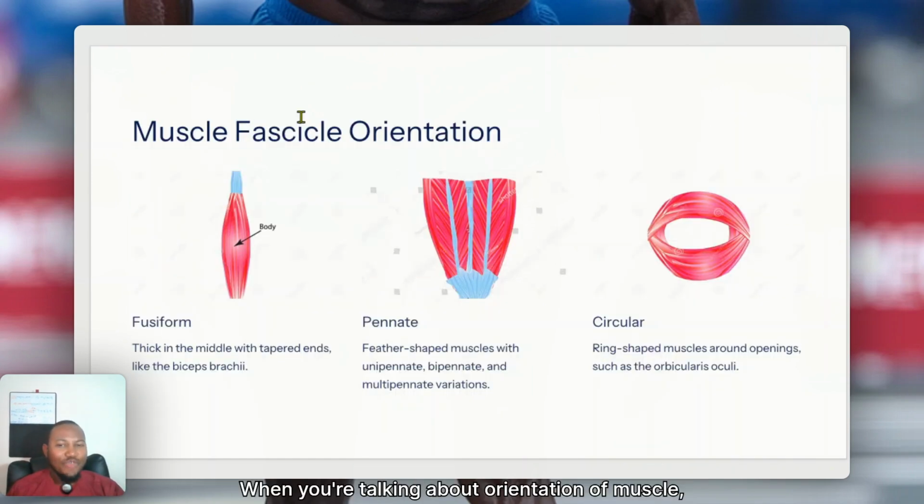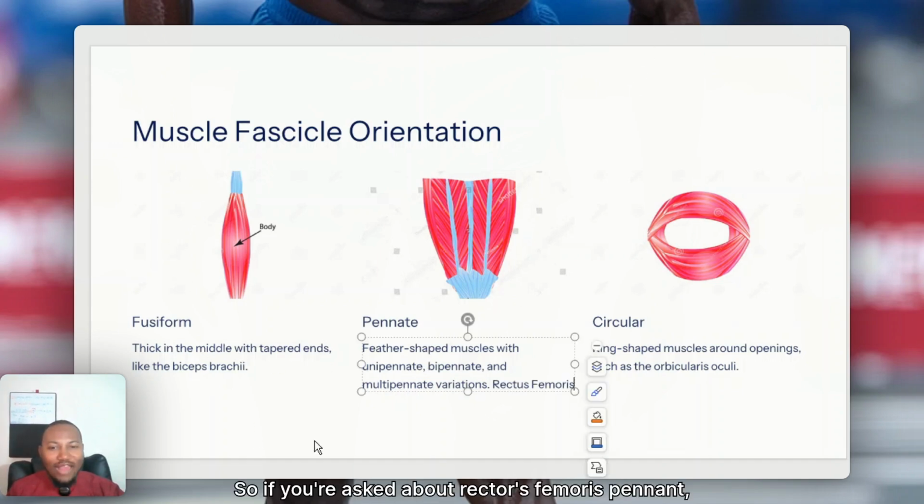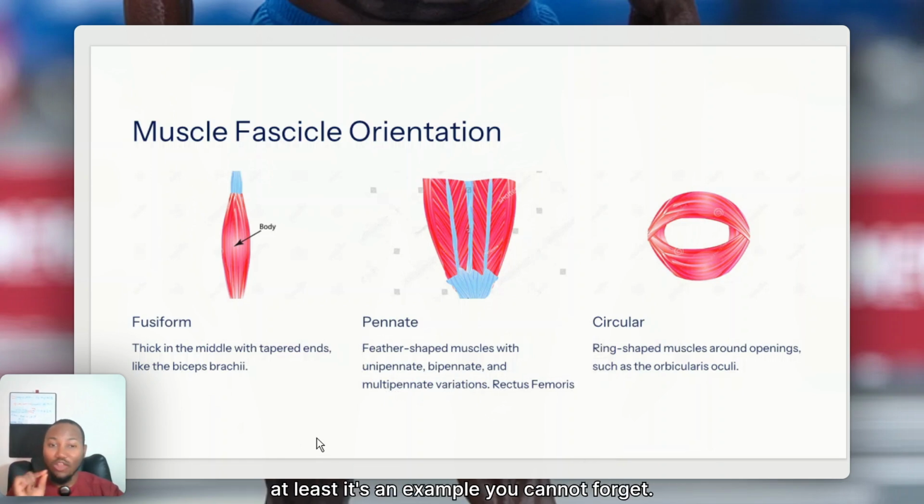When you're talking about orientation of muscle, you talk about fusiform, pennate, circular, triangular, and all those things. You need to know at least examples of each of them. For example, biceps brachii, fusiform. This is usually the most common that they ask. How about if they ask you about rectus femoris? Rectus femoris is pennate. If you're asked about rectus femoris, pennate, at least it's an example you cannot forget. If you forget others, you'll be forgiven, but pennate, rectus femoris, you can't forget it. When you're talking about circular, you're talking about things like orbicularis oculi and oris. All these are circular muscles.